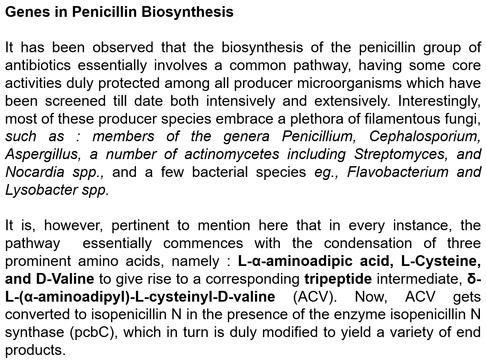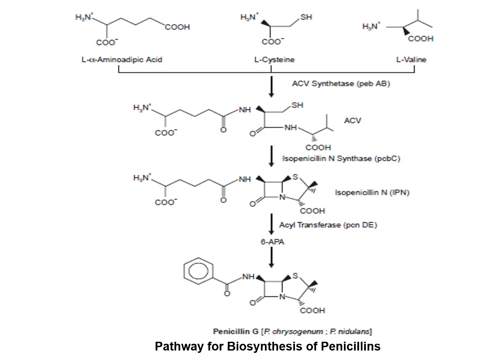So, to start with the biosynthesis of penicillin within the microbial cells, we need three amino acids to be present. First is L-alpha aminoadipic acid, L-cysteine, and D-valine. These three amino acids condense with each other in the presence of the enzyme called ACV synthetase.